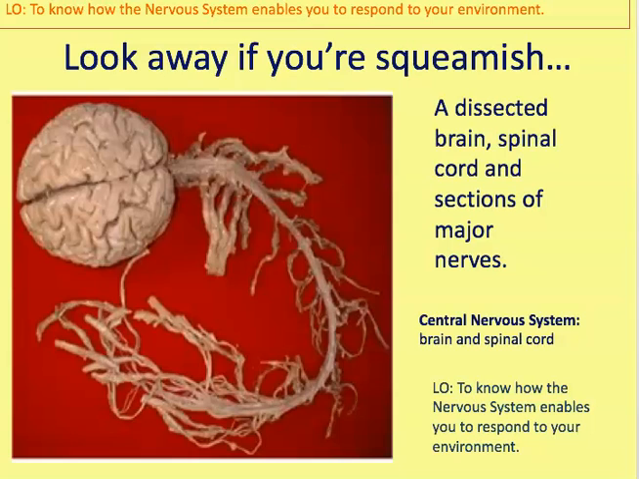Okay, so this is a dissected brain, spinal cord and sections of your major nerves. Now you'll see the brain at the top there. This is your spinal cord. Okay, that is normally part of your spine. And then you have also got along here major nerves. So your nerves are some of the longest cells in your body that branch off from the central nervous system. So the central nervous system is the brain here at the top, followed by your spine.